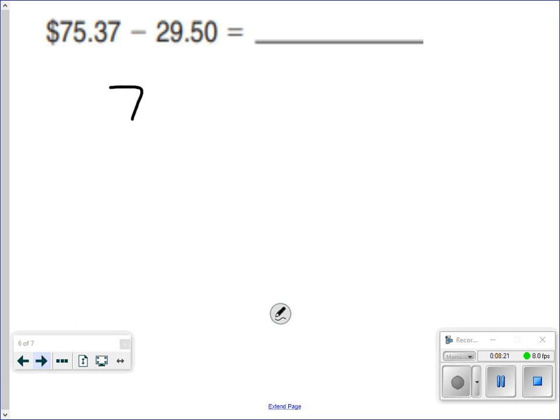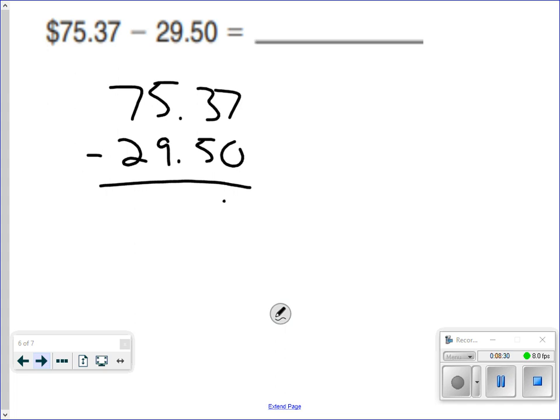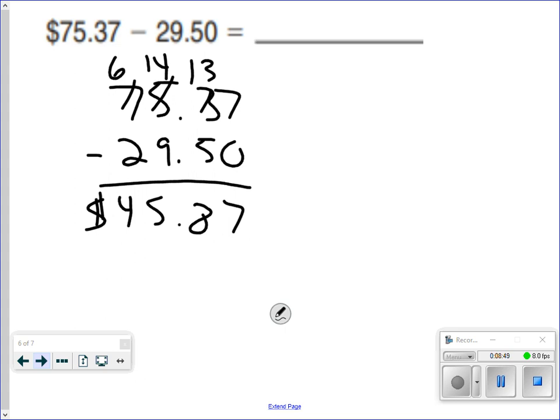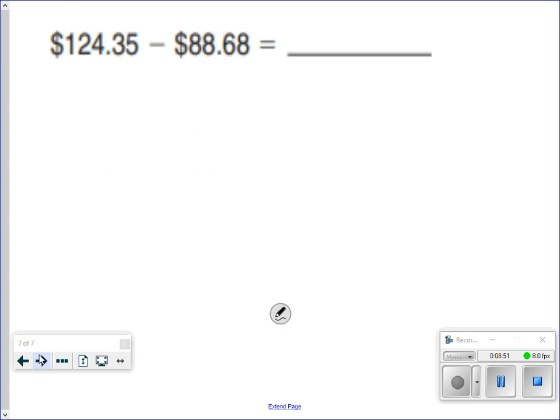Last one, we're going to subtract. 75 and 37 hundredths minus 29 and 50 hundredths. Go ahead and subtract. 7 minus 0 is 7. Make this a 13. Switch this to a 4. 13 minus 5 is 8. Bring the 0 down. 9 can't be taken away from 4, so I'm going to have to make this a 14. Make this a 6. Put a 5 here and a 4. My number is $45.87.